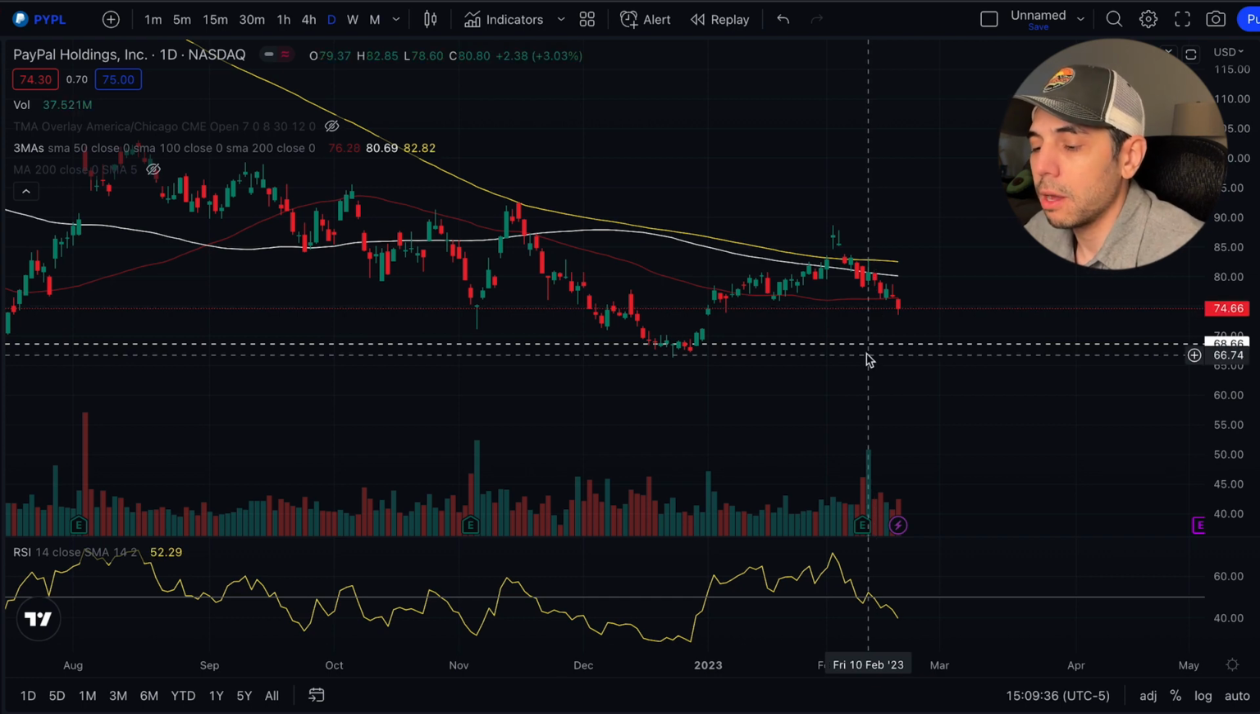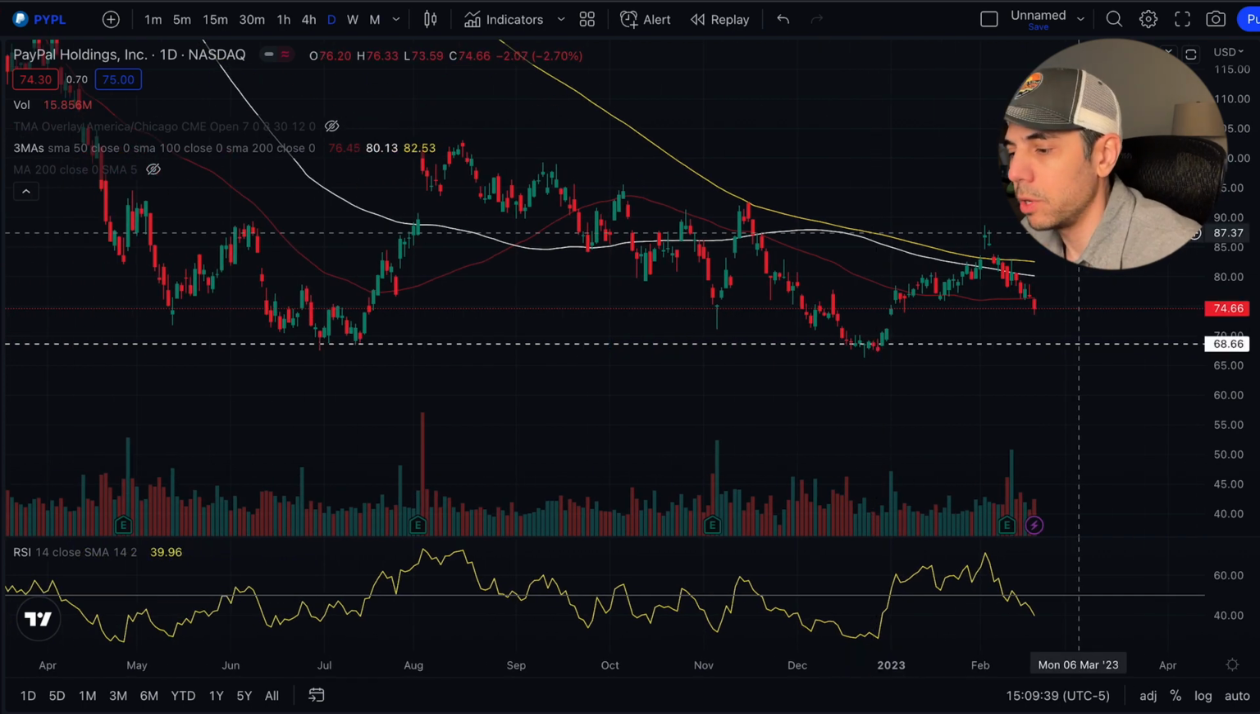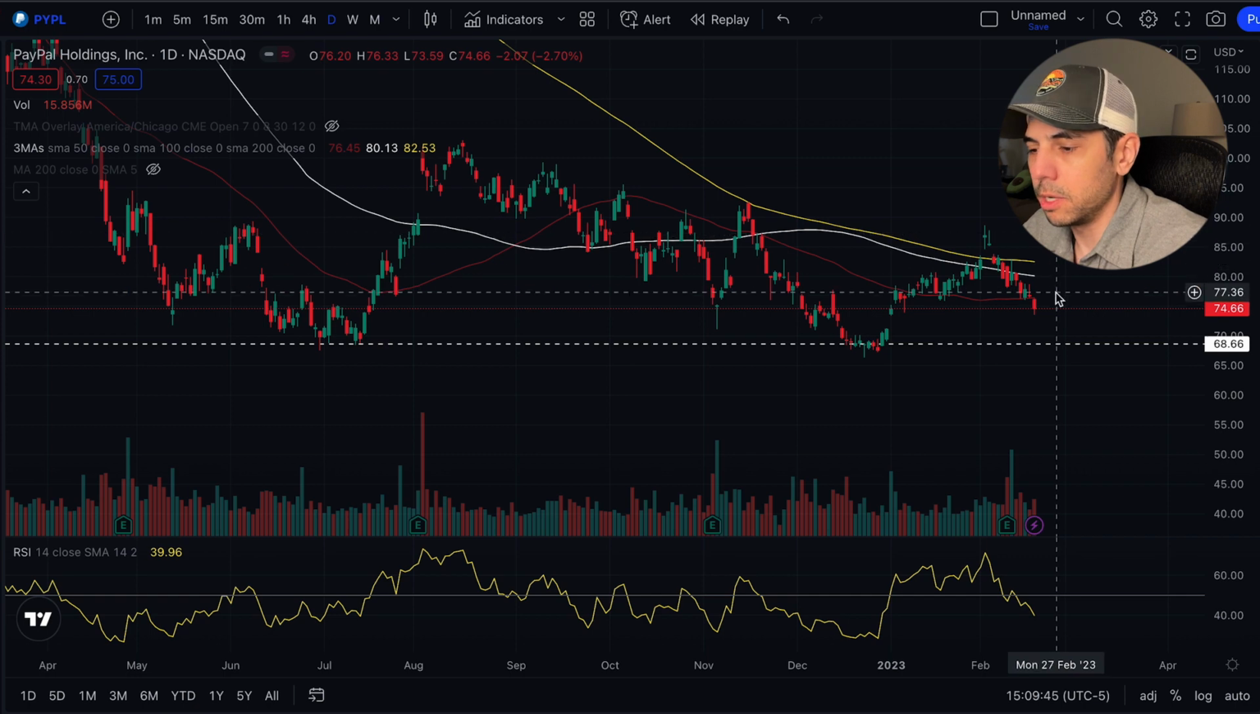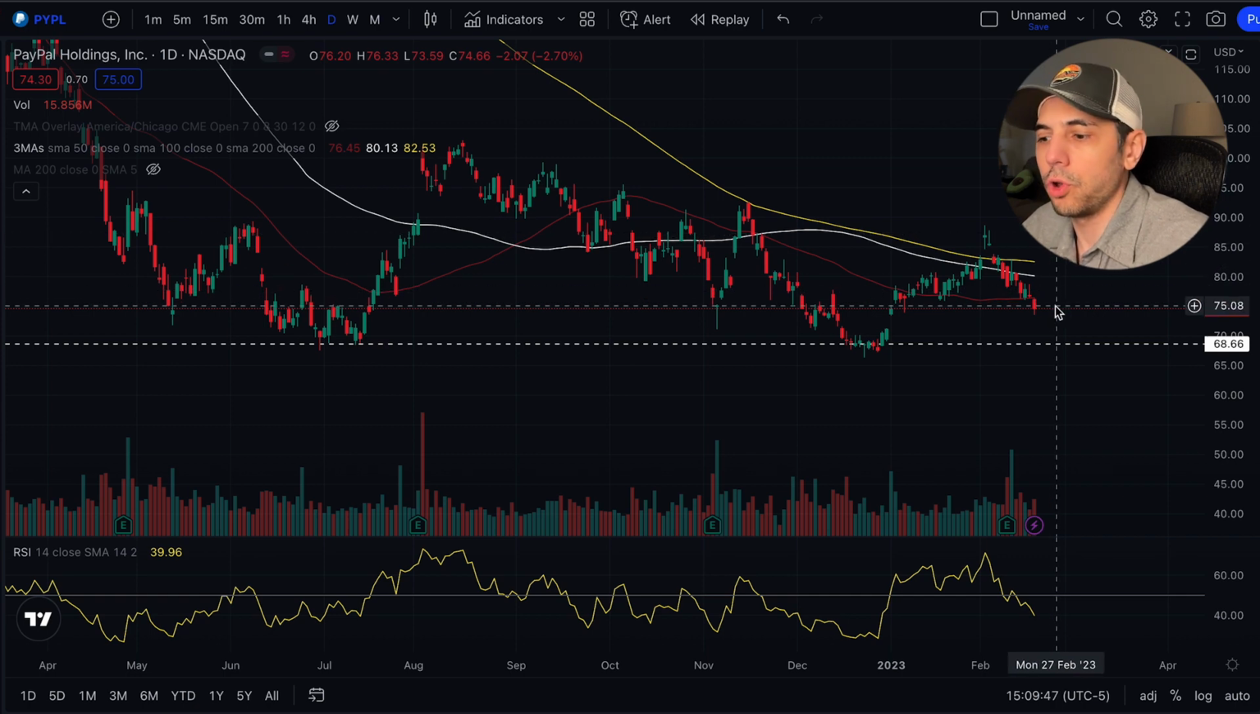You have to wait till it comes down to that support, and then that is when you want to put your trade on. That is going to give you the best risk reward for the stock, because right now it's in the middle of this range. It's in no man's land. You don't want to touch it. Don't go short, don't go long, don't do anything.